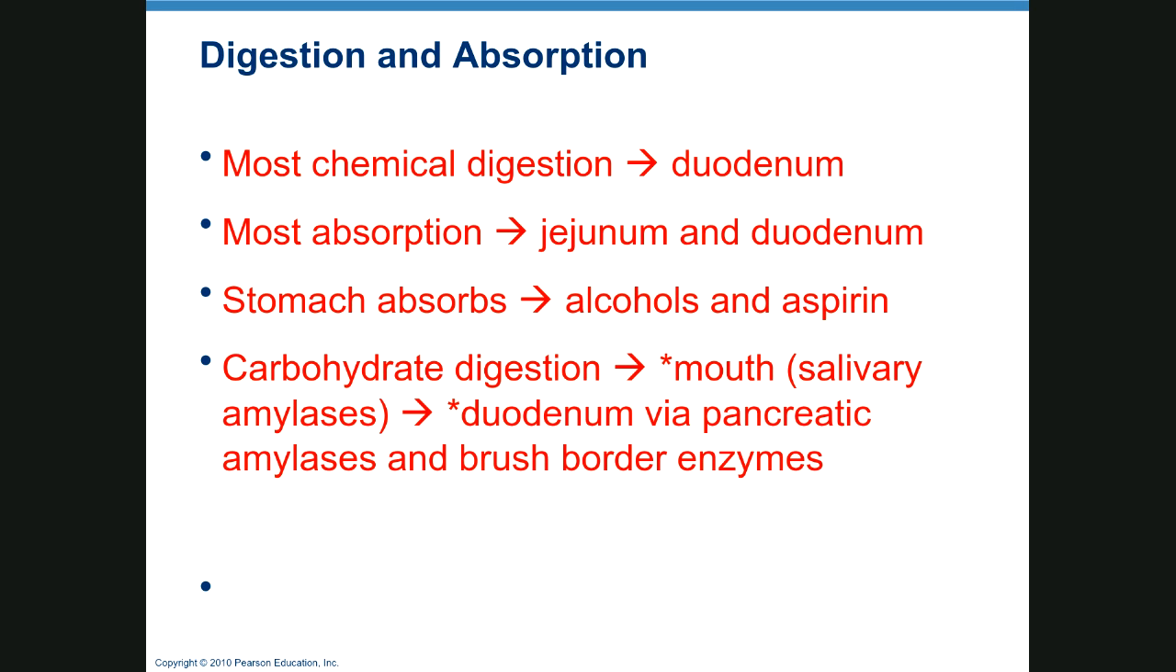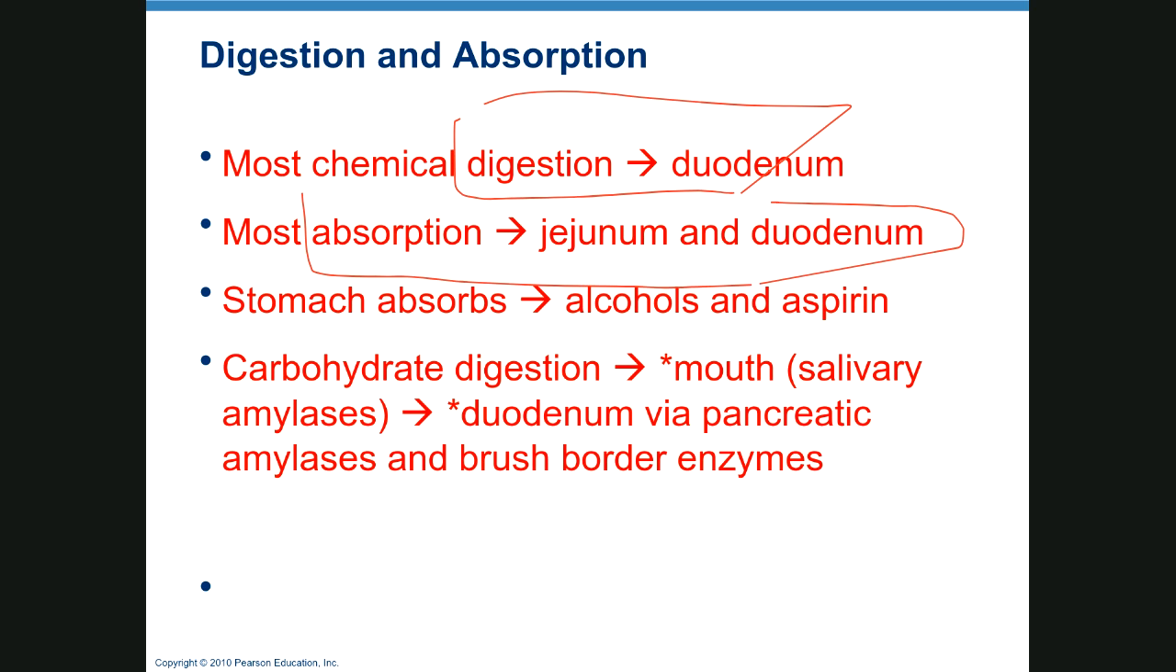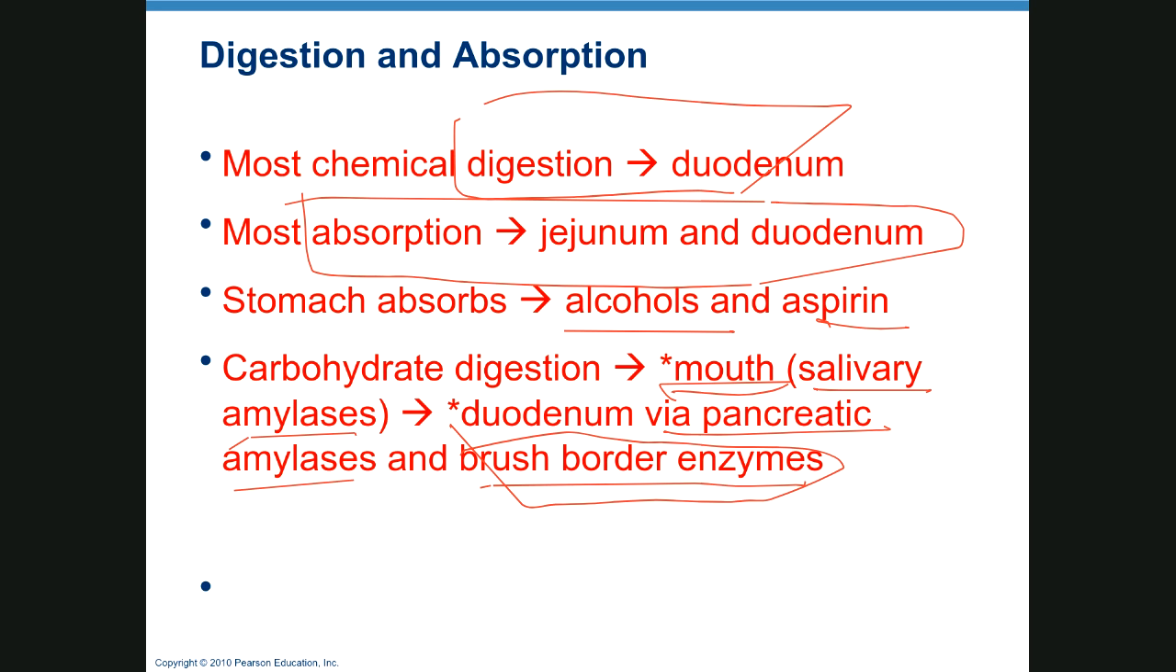Right, so most of the digestion occurs in the duodenum. Most of the absorption is in the duodenum and the jejunum. The stomach can absorb things like alcohols and aspirin. And then we're going to go over where each of the food groups are going to be digested. Carbohydrate digestion begins at the mouth thanks to the actions of salivary amylases. Then it stops in the stomach and it picks up again in the duodenum via pancreatic amylases and brush border enzymes.